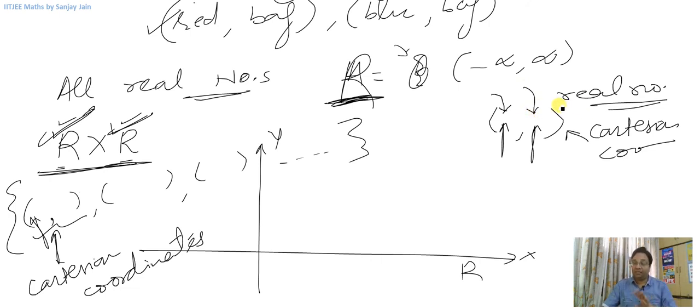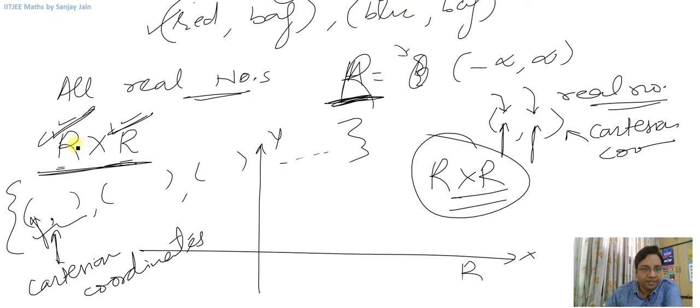Remember, this is how we write it. Okay, so this Cartesian product represents the set of all coordinates in two-dimensional Cartesian coordinate system. It represents all the points in Cartesian coordinate system, R cross R.